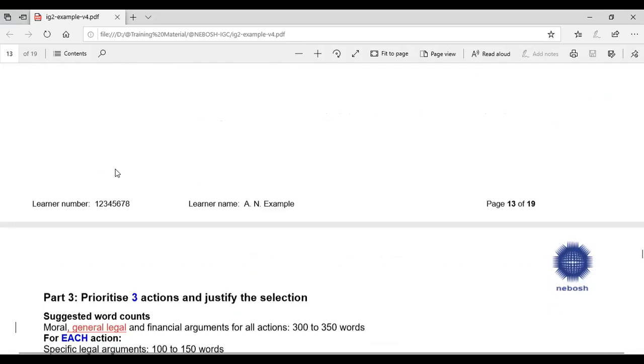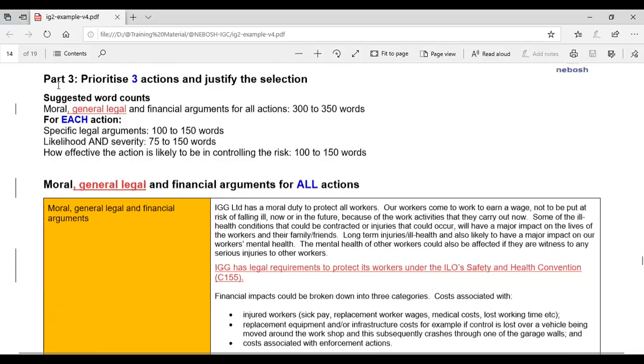And also you check mark your IG2 assessment checklist, which I'm going to share in the WhatsApp group, inshallah. So what is part 3? The prioritization, like 3 actions, and you have to justify the selection. What is the criteria? Suggested word count: moral, general, legal, and financial arguments for all actions, 300 to 350 words. And for each action there are again specific words, like specific legal arguments, 100 to 150 words. Guys, we can't violate the NEBOSH criteria for that project. We can't violate.